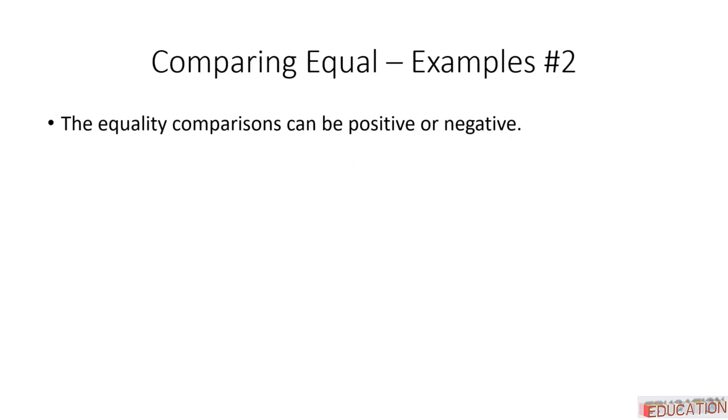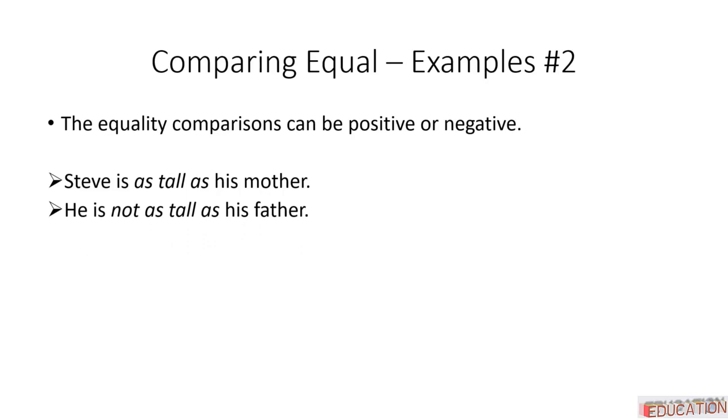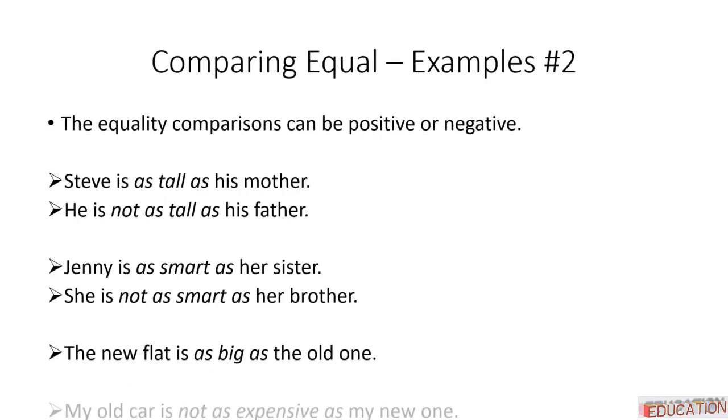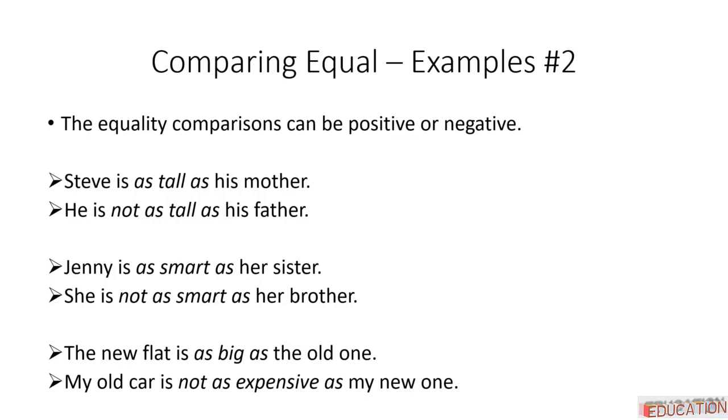Now the comparisons can also be negative. Steve is as tall as his mother, but he is not as tall as his father. Again, it's still the same as something as, just in a negative case it has a not in front of it. Jenny is as smart as her sister. She's not as smart as her brother. The new flat is as big as the old one. My old car is not as expensive as my new one. And we see some examples with positive and negative together.